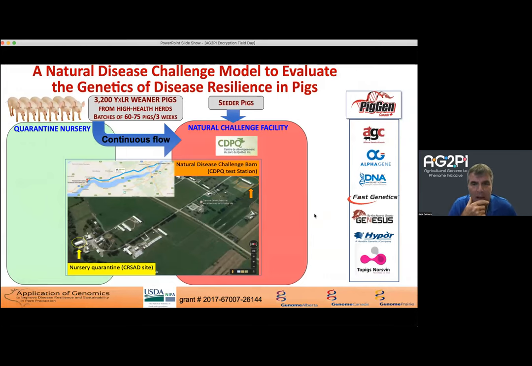A study that I've been involved in, and one reason I mentioned this study is because it's also being used in some of the research we'll talk about, is a natural disease challenge model to evaluate the genetics of disease resilience in pigs. And this is a project where seven breeding companies have come together. They're part of the PigGen Research Consortium. So seven breeding companies have come together and said, well, we can't address the genetics of disease resilience in pigs on our own. So we have to combine our efforts.